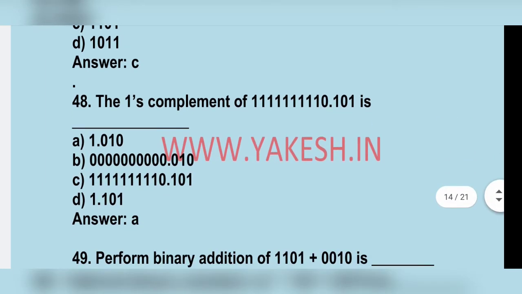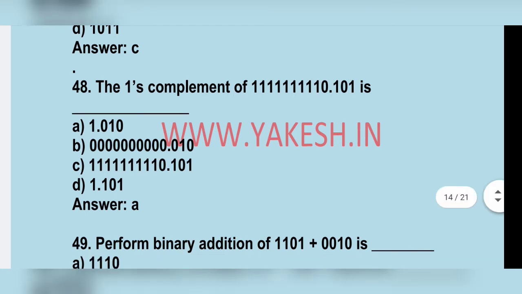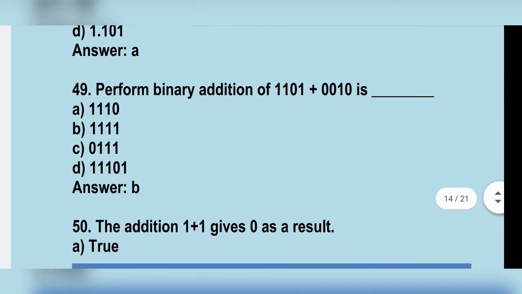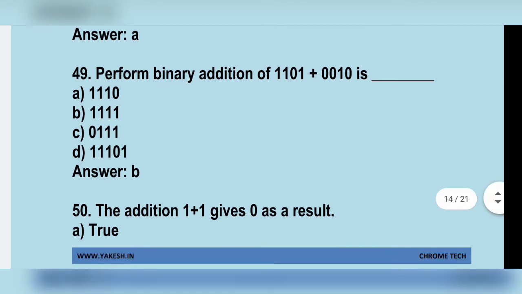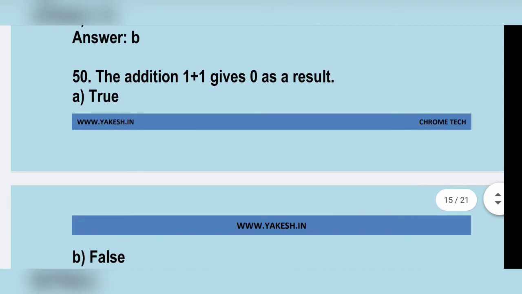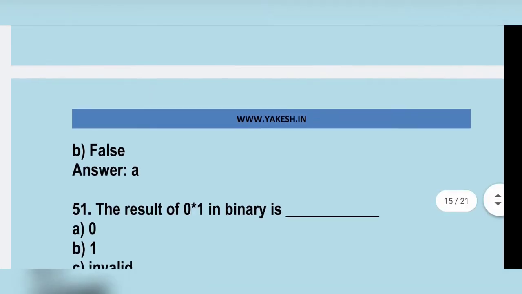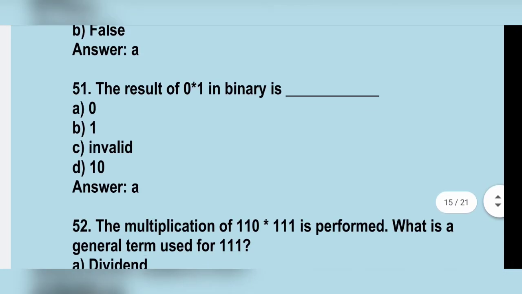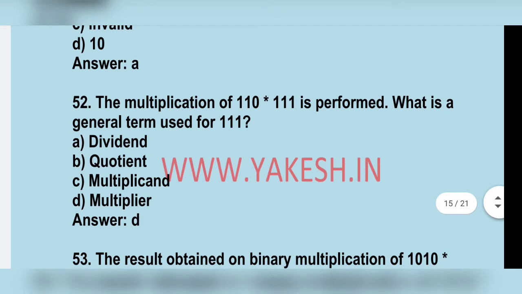The 1's complement of the number is option A, the correct answer. 1010 is the correct answer. Perform binary addition of 1101 plus 1101, the result is option B. The addition 1 plus 1 gives 0 as a result. Option A, true, is the correct answer. The result of 0 times 1 in binary is option A, 0.